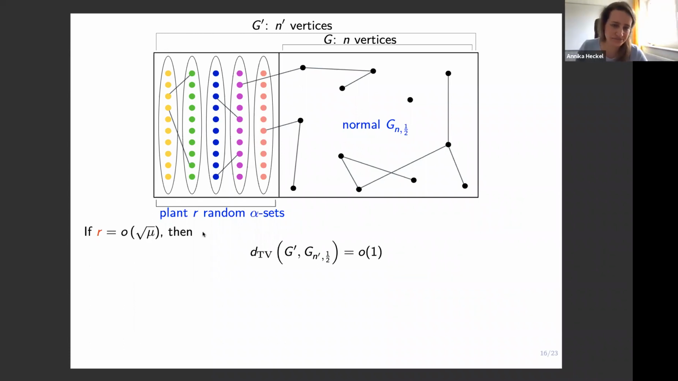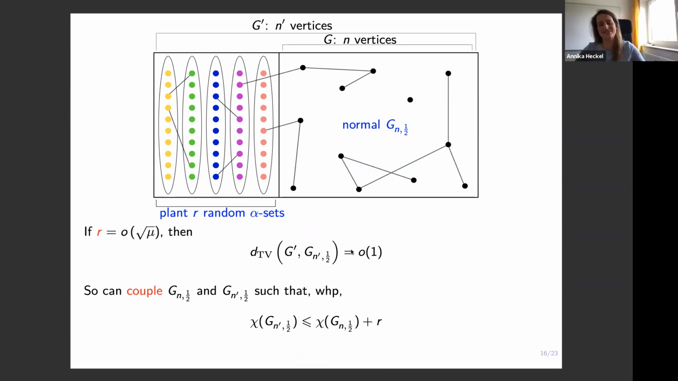Okay. So overall, this whole thing gives us a coupling of the normal G(n, 1/2) with this G prime, and then of G prime with G(n, 1/2) prime, so that the chromatic number goes up by at most r. Okay. So this is how you get the coupling. And I think that's all I wanted to say about the proof of this theorem.